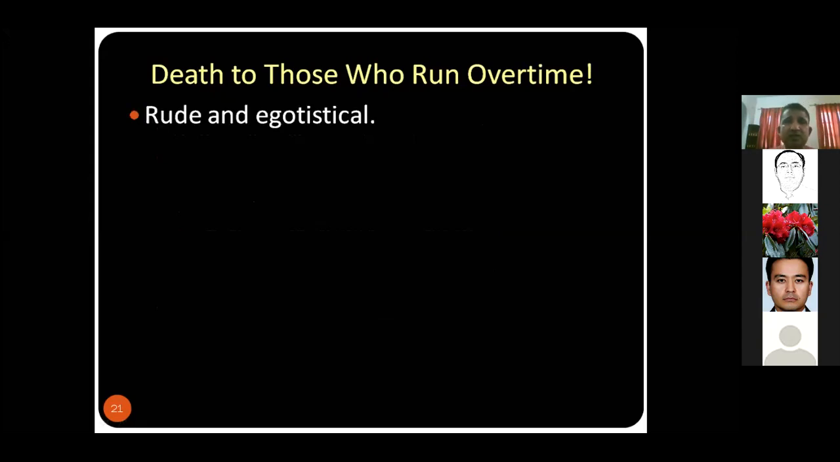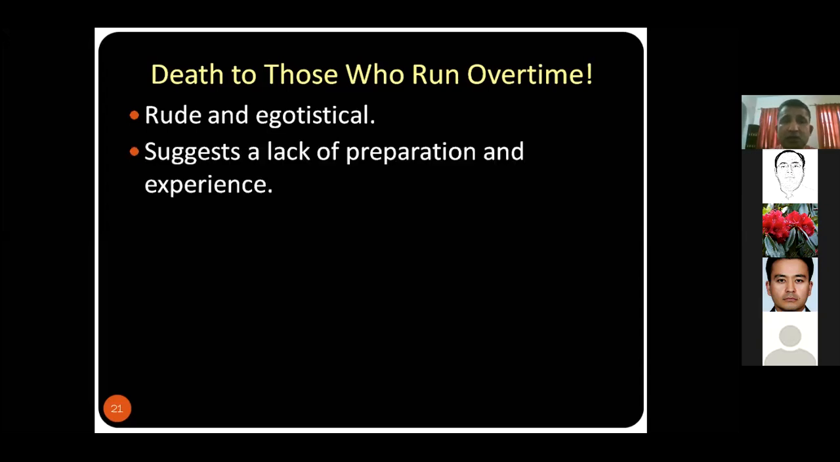It just says that the person is very rude and egotistical. Sometimes I have heard, who the hell are you to stop me in the middle of the talk? I am saying something very big for humanity. No, this is not right. So you have to stay within your allotted time. This is very important. It suggests you are very rude and egotistical, and it suggests a lack of preparation and experience. You have never prepared adequately, and you don't have the experience of finishing things on time.